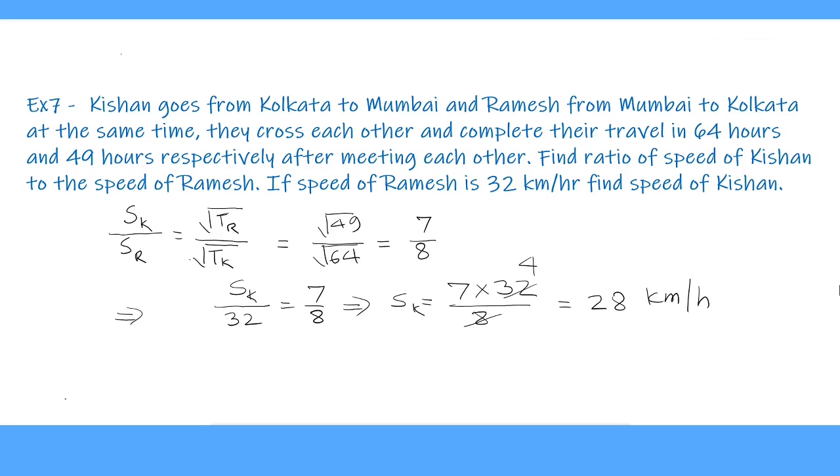So this way we can solve the question and find out the ratio of the speeds of the two persons if they are traveling the same distance and moving in opposite directions, and after crossing each other, if the time of completion of their journey is given, we can find out the ratio of their speeds.